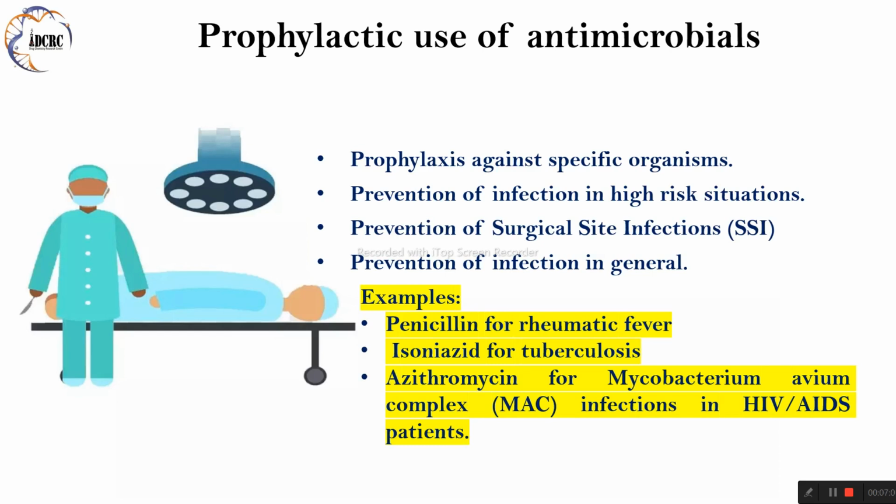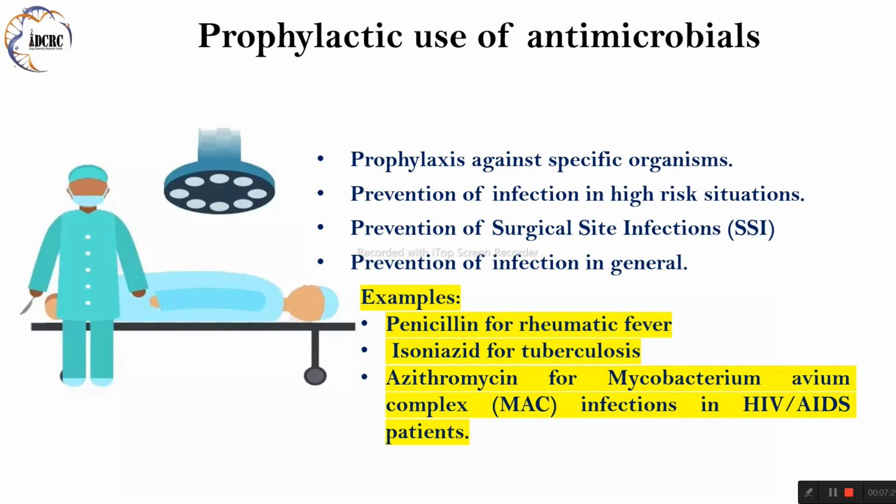1. Prophylaxis against specific organisms. For diseases like rheumatic fever, tuberculosis, and HIV, targeted prophylaxis with specific antibiotics is highly effective in preventing infections caused by known pathogens. Examples include penicillin for rheumatic fever, isoniazid for tuberculosis, and azithromycin for Mycobacterium avium complex (MAC) infections in HIV/AIDS patients.